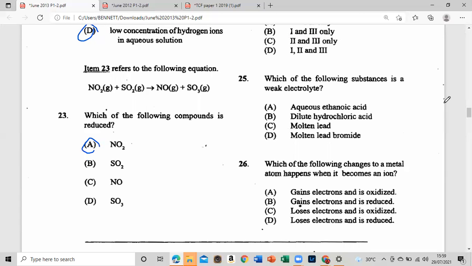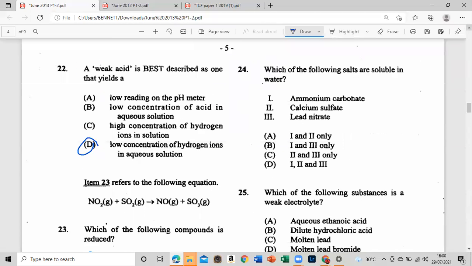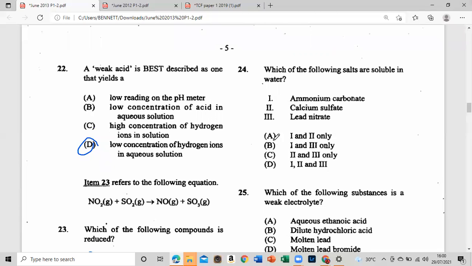On to 24. 24 will be at the top right here. Which of the following salts are soluble in water? Is it ammonium carbonate, calcium sulfate, or lead nitrate? So let's pick out those two for 24. What did you guys pick? I got 1 and 3 only. So it's ammonium carbonate and lead nitrate. So 24 is B. Just like Mr. Bennett, B is for Bennett.